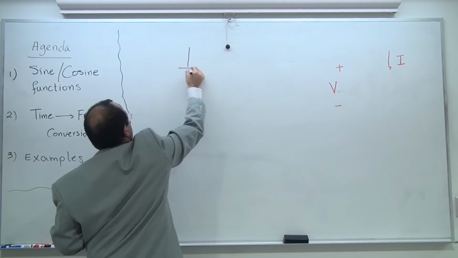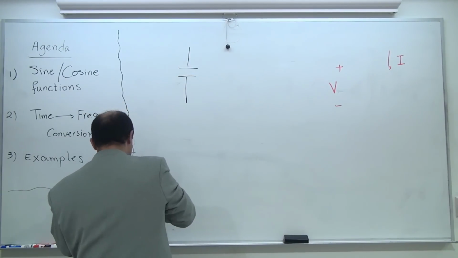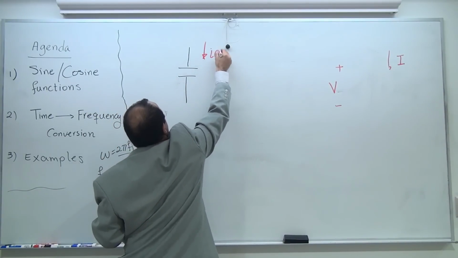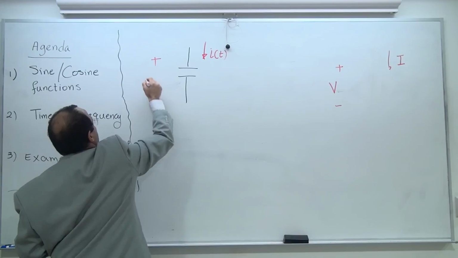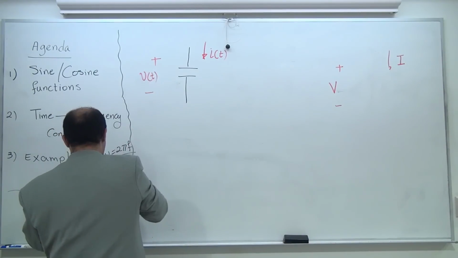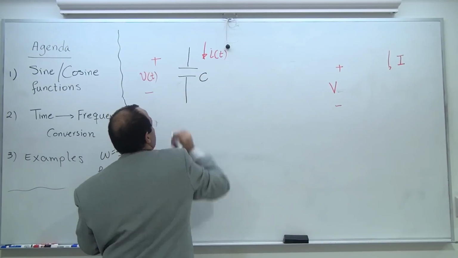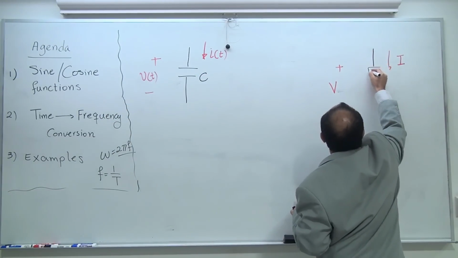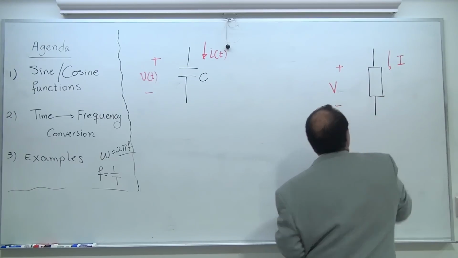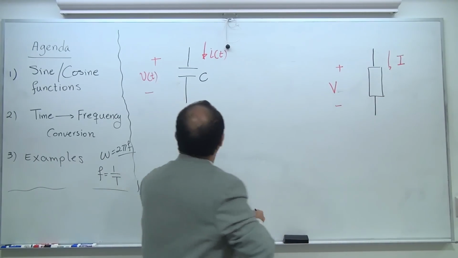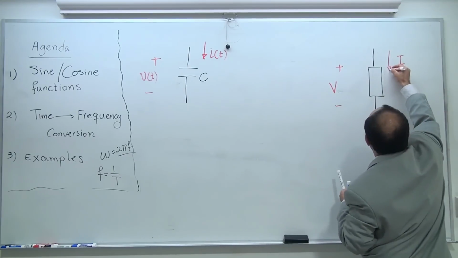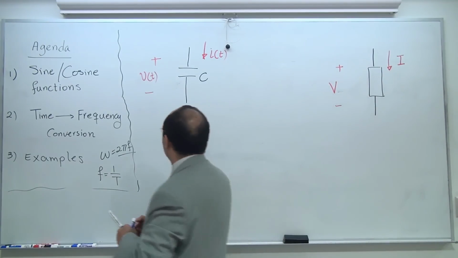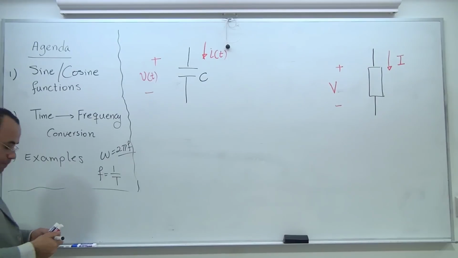Here is my capacitor. According to the simple convention we have, this is I of t, this is going to be V of t, and the value of the capacitor is going to be C. I want to know what this is in frequency domain. The same direction I'm going to apply for I, the same polarity I'm going to observe for V. I want to see how it's going to be.